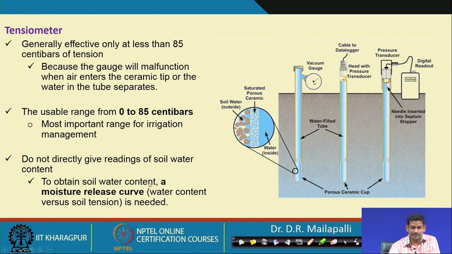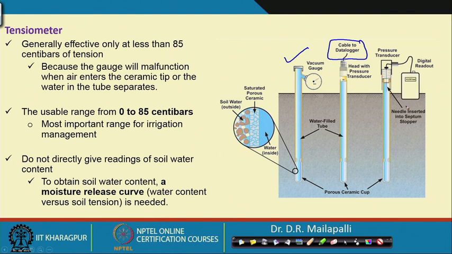Next, there are different kinds of tensiometers, if you observe here. This is a simple vacuum gauge kind, and the other one is cable to data logger. You can directly connect it to a data logger, and you can also record the soil moisture tension at different time intervals.